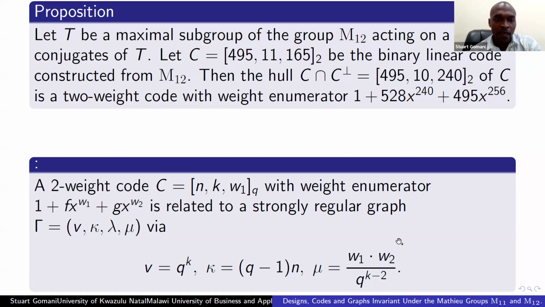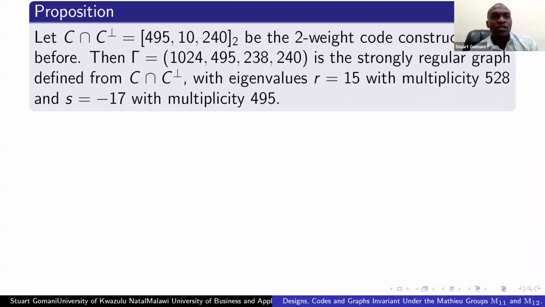And so on. So the other parameter mu for the strongly regular graph is related to these weights and Q values of the code. Because there's a relationship between the 2-weight codes and strongly regular graphs, we see that for the 2-weight code that we have managed to construct by taking the hull of this code, we have managed to construct this strongly regular graph of these parameters. And it is a strongly regular graph with eigenvalues 15 and minus 17, with respective multiplicities 528 and 495.